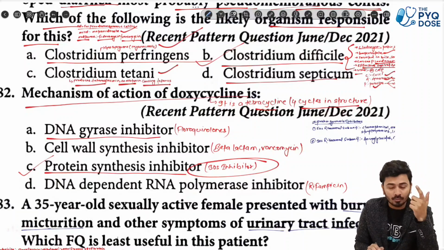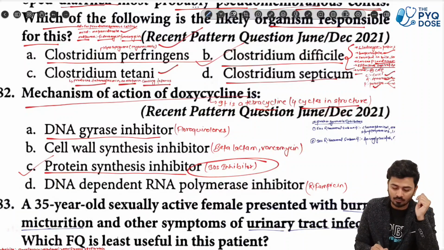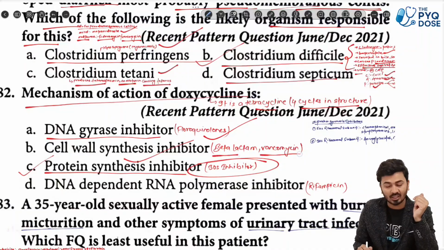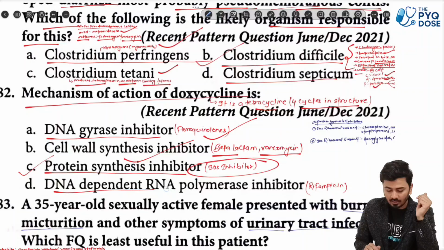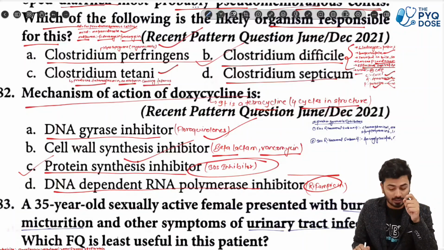DNA gyrase will be inhibited by fluoroquinolones. Cell wall synthesis inhibitors are nothing but beta lactams and vancomycin. And the DNA dependent RNA polymerase inhibitor is nothing but rifampicin. You can just remember: R for RNA polymerase inhibitor and R for rifampicin, which is used as an anti-tubercular drug.